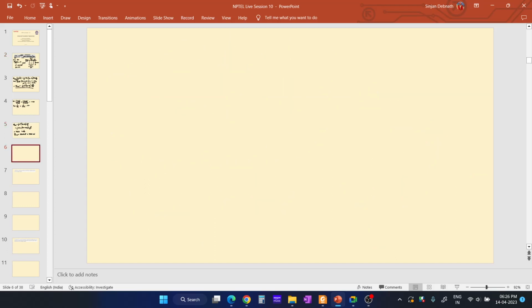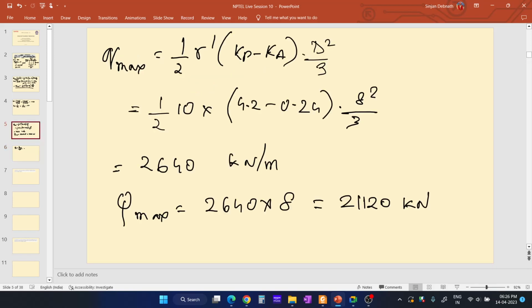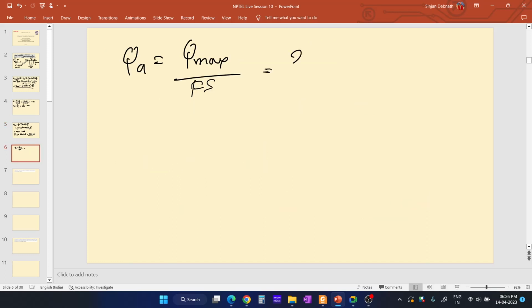So Q allowable is equal to Q max divided by factor of safety. What is Q max? Q max has come out to be 21120 kilonewton, and the factor of safety is given in the question, it is 2.5. So if you solve this, you will get the value of Q allowable, which comes out to be 8448 kilonewton. So this is the allowable horizontal load.